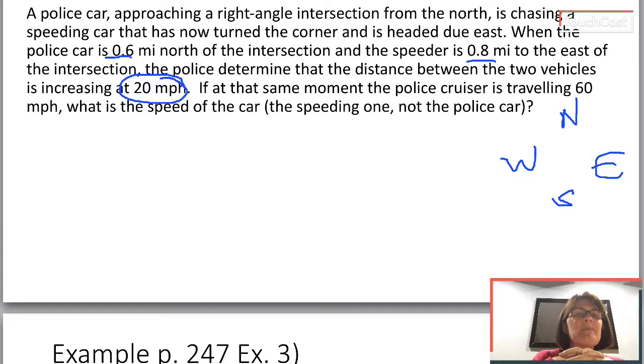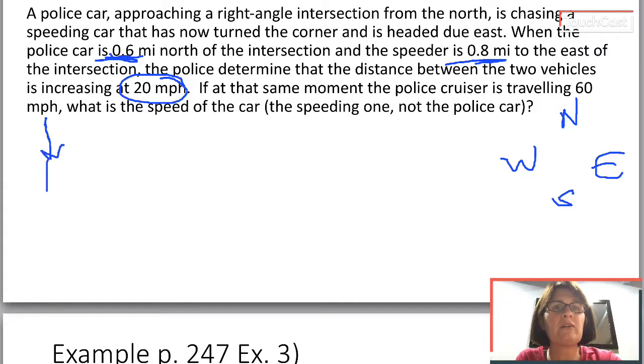So the thing is, I'm going to need to figure out how to relate the distance between the two cars to the distances I know, which are distances from some intersection. So I'm going to draw an intersection. I have a police car that's coming from the north. That means it's going south.